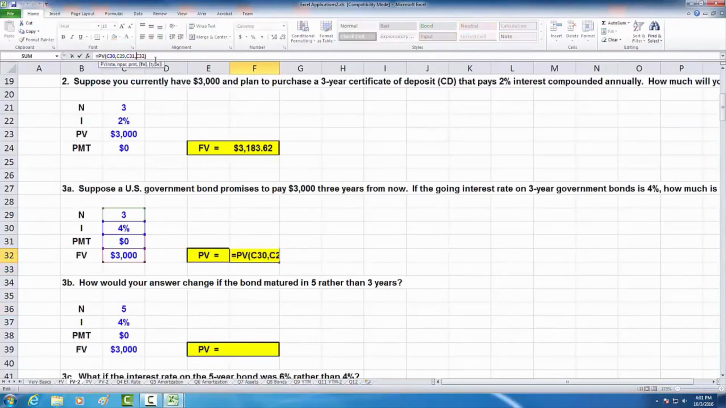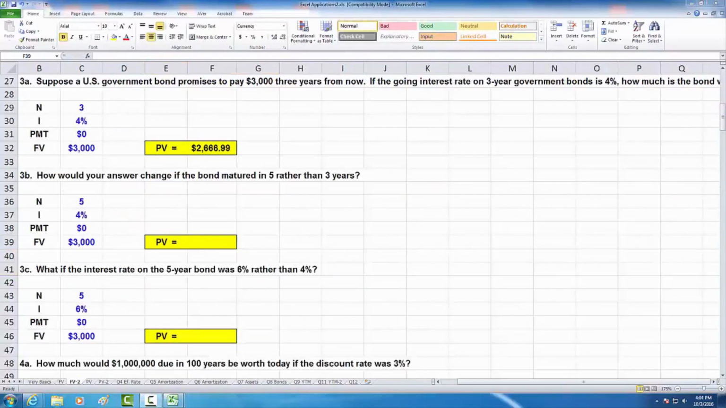Again, same problem. Okay, it's worth 2,666. Part B is a little bit different than Part A. So how would your answer change if the bond matured in 5 years rather than 3 years?